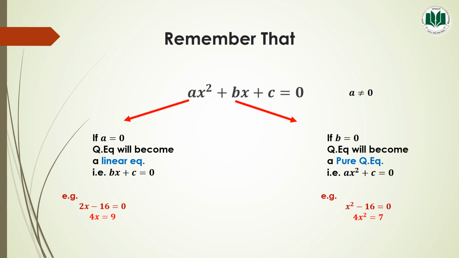And what if c is equals to 0? What will happen then? Think about it.